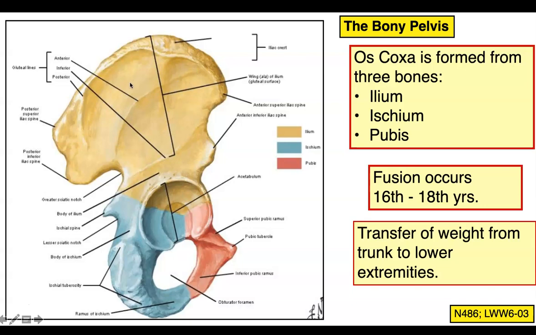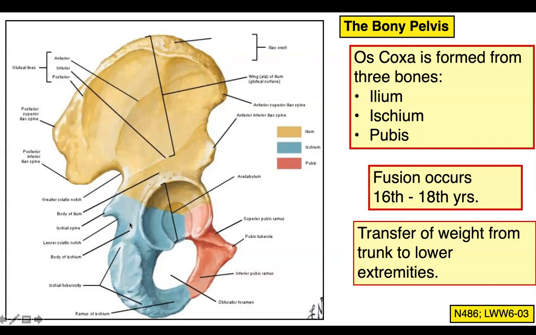In between these gluteal lines, the large gluteal muscles are attached in this gluteal surface, which is on the lateral side of the ilium. And the ilium has a body inferiorly which forms the superior part of the acetabulum, and the body of the ilium fuses with the body of the ischium. And along the posterior border of the ilium and ischium, there is a notch, which we call the greater sciatic notch.